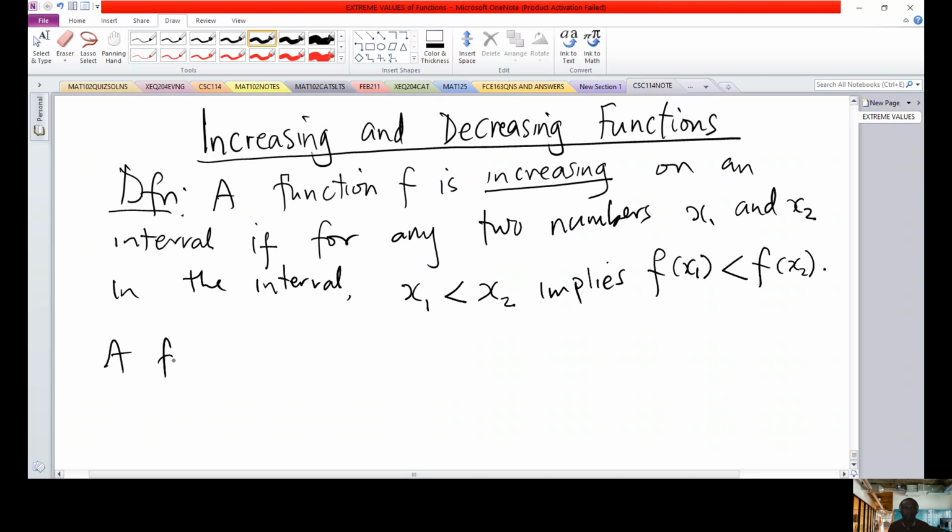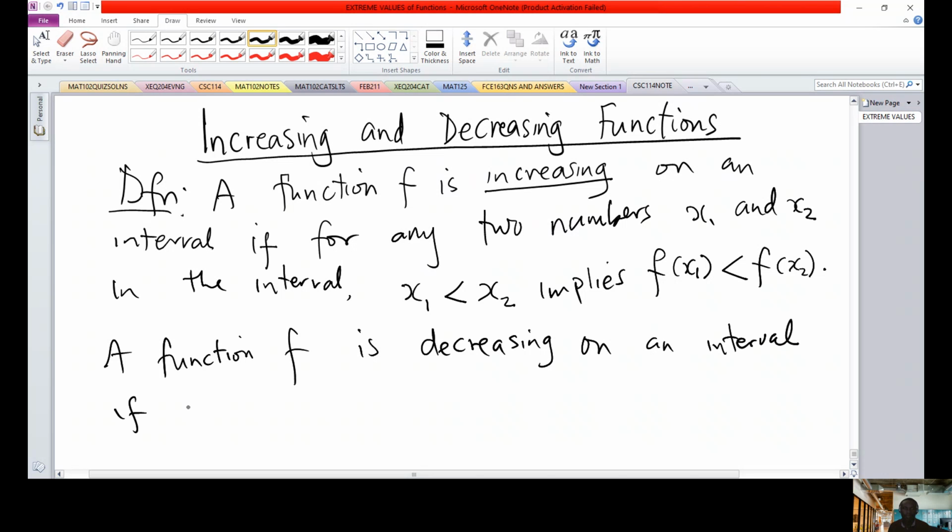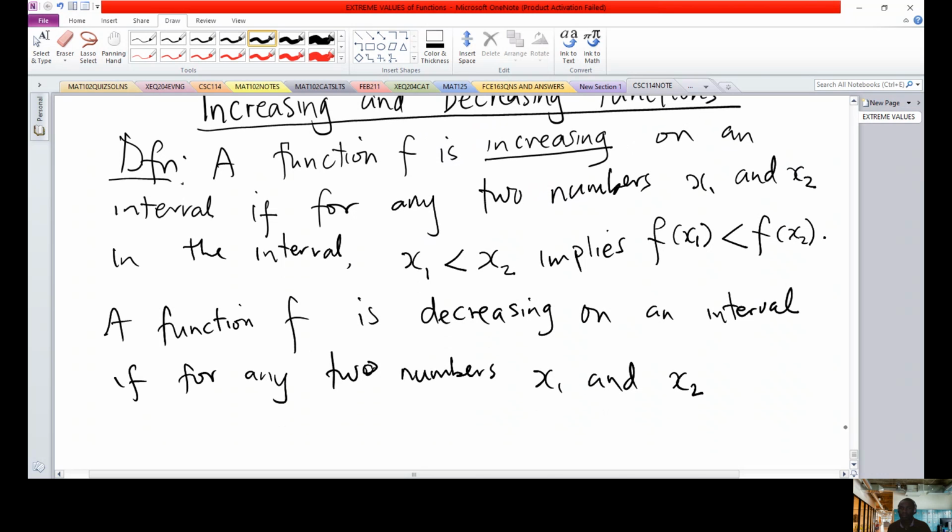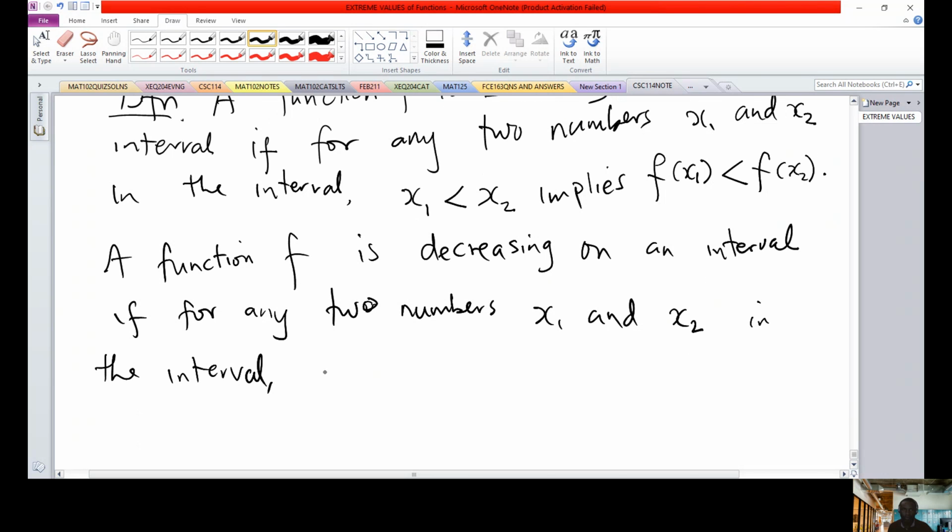And then similarly, a function f is decreasing on an interval if for any two numbers x1 and x2 in the interval, x1 less than x2 implies f of x1 is greater than f of x2.